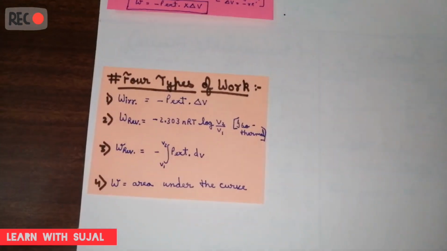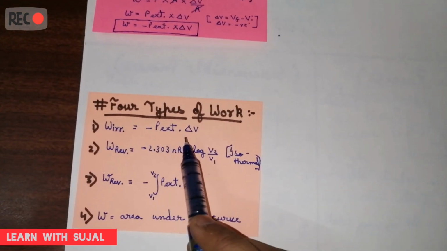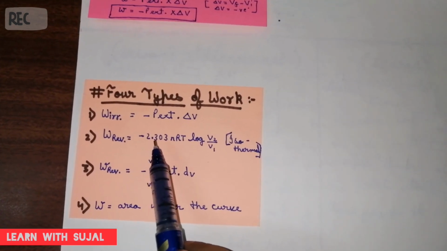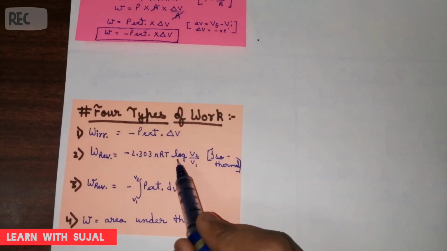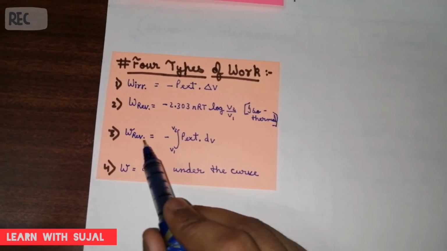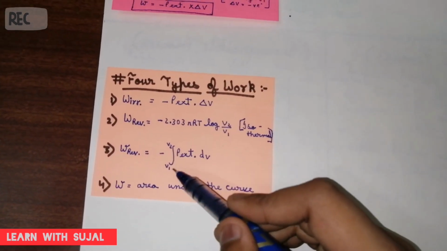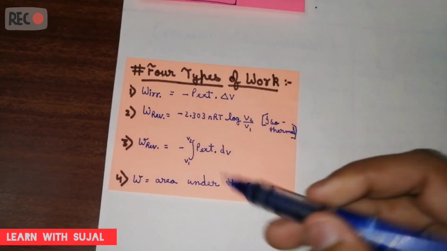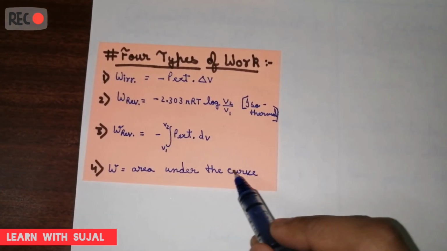So here are the types of work. Work irreversible is equal to minus P external into delta V. Work reversible is equal to minus 2.303 nRT log V2 upon V1, the isothermal case. The third one, work reversible is equal to minus integration V1 to V2 of P external into dV. Work is equal to area under the curve.